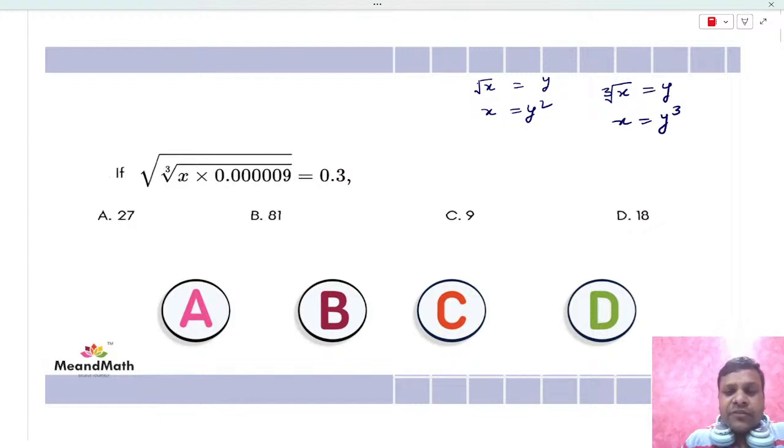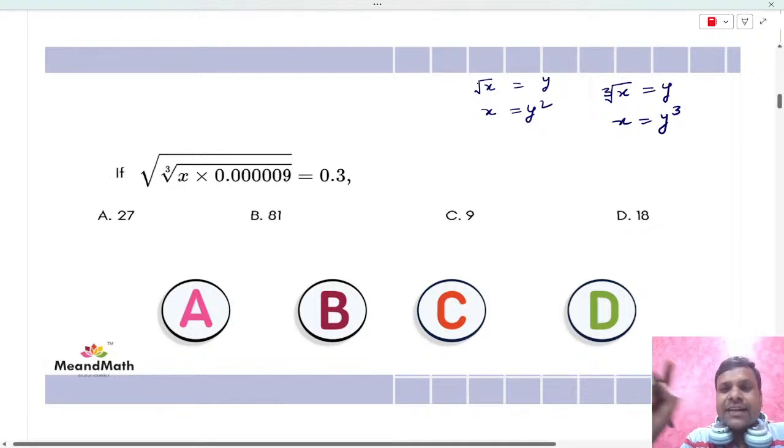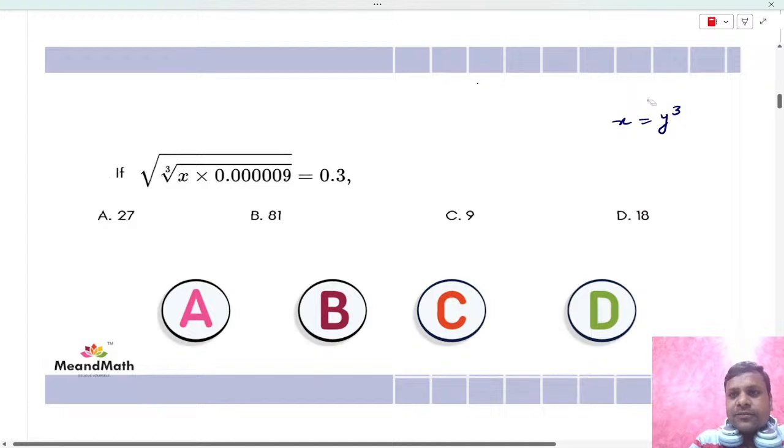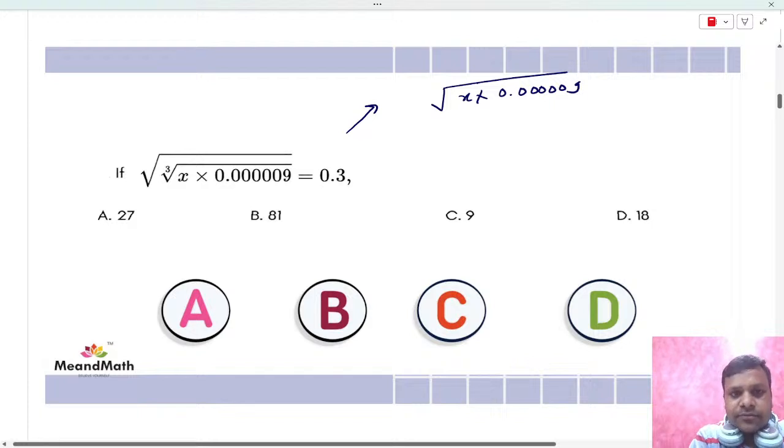Okay, so we are going to use this. If root x is equal to y, then x is equal to y square, squaring on both sides. If cube root of x is equal to y, then x is equal to y cube, cube on both sides. So first, the square root. From here, can I write x into 0.0000009 cube root is equal to 0.3 whole square, and this is going to be 0.09.